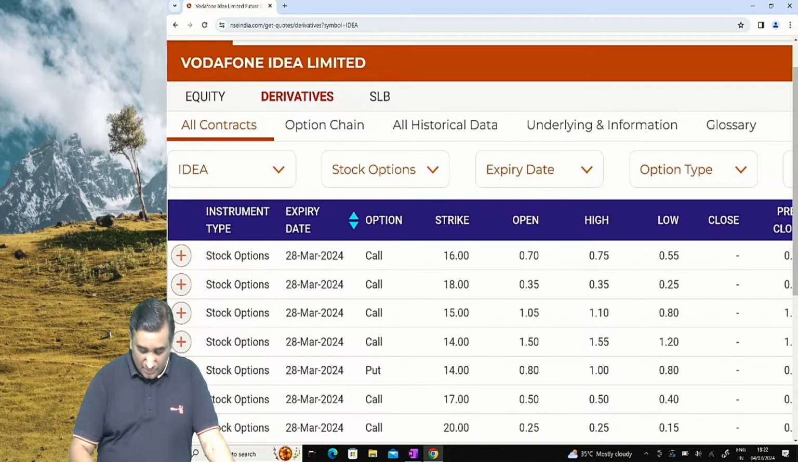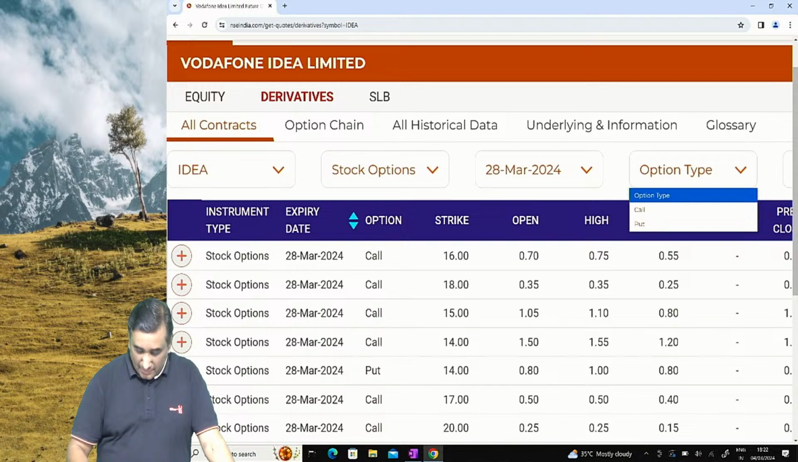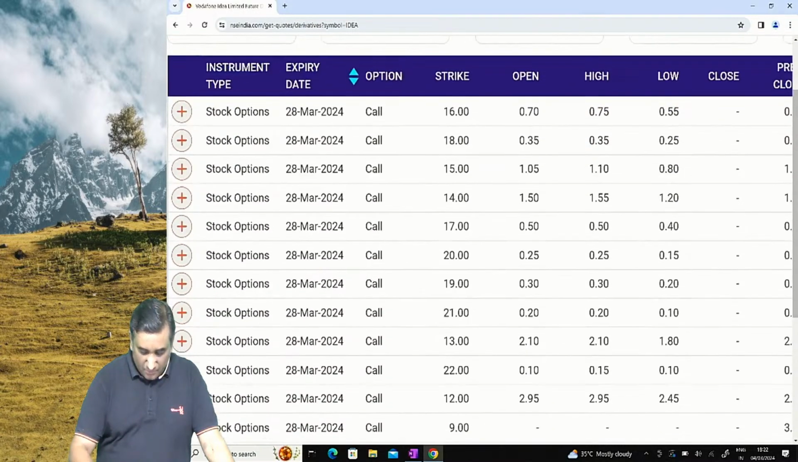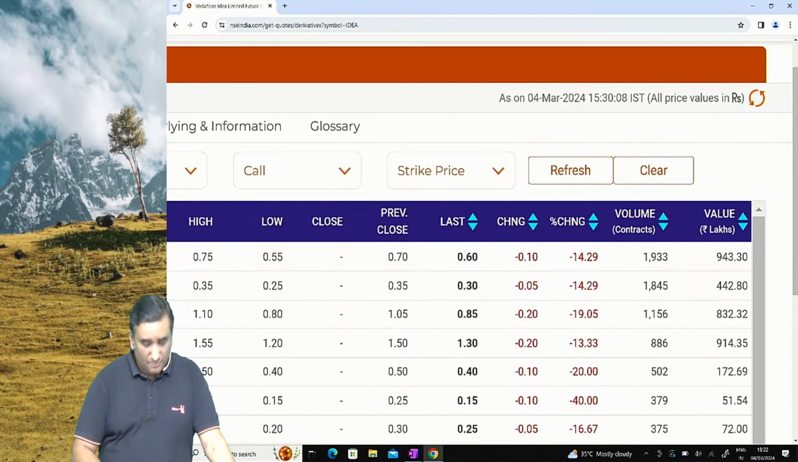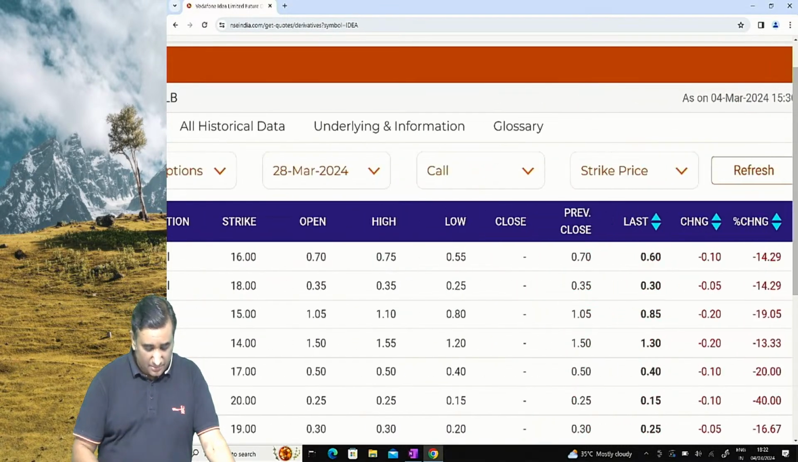For example, if I open up the stock option, I can open up the expiry 28th March, and I can open up only the call options. These are all the call options. They are in red because the price has fallen today.